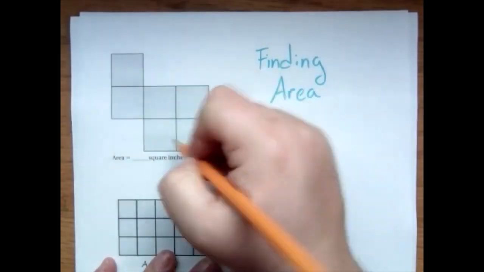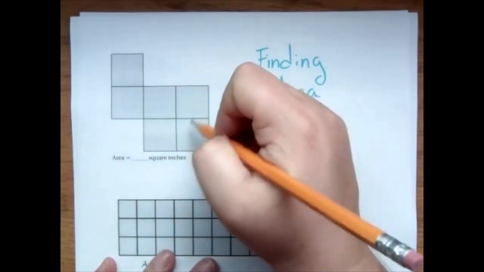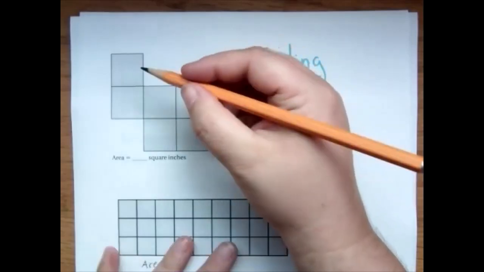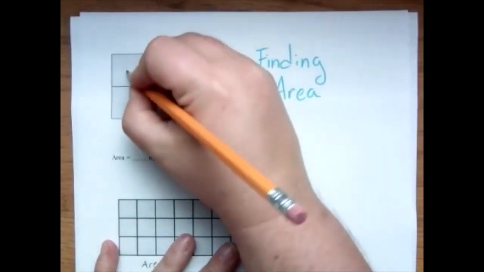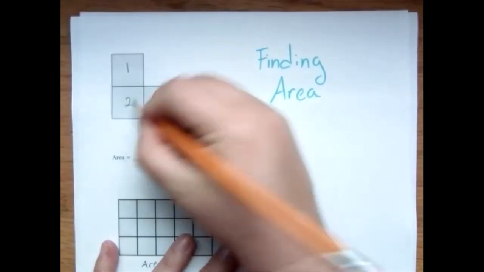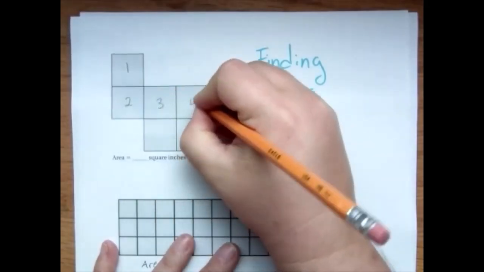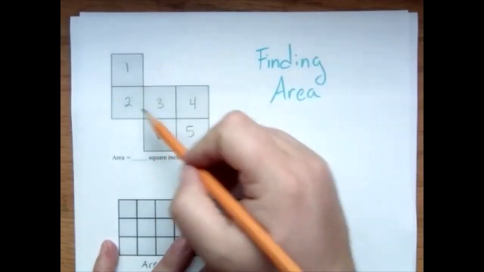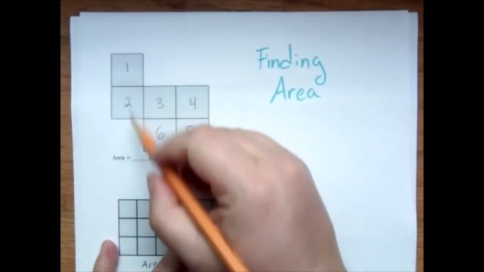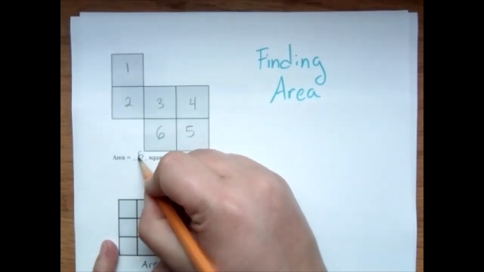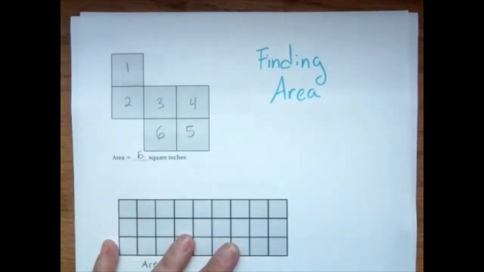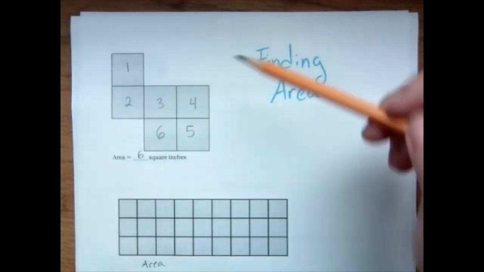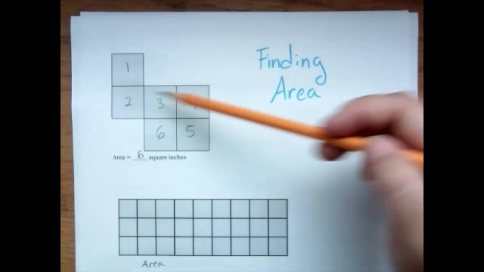As we do that, we're going to number inside each of the squares to help us find the total area in square inches. 1, 2, 3, 4, 5, 6. Now I've filled in all of the squares, so I know that the area is 6 square inches. Now this strategy is really only efficient for small polygons like this one.